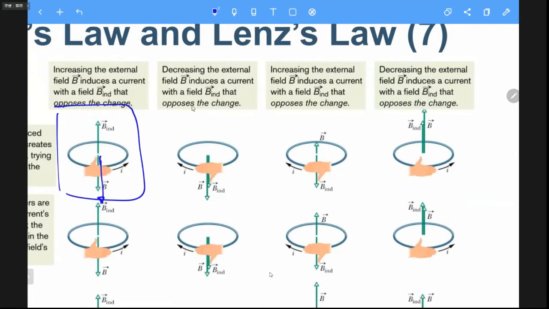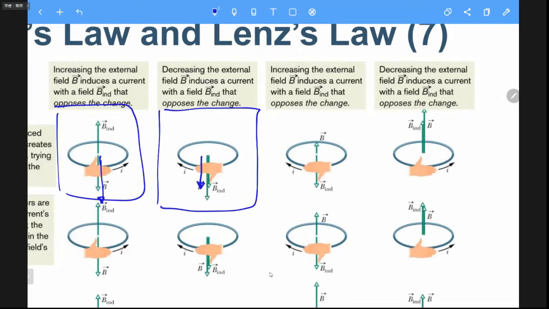Okay, so it basically tells you this case. And for this case, if originally the B field is pointing downward and we are decreasing the external B field like this.